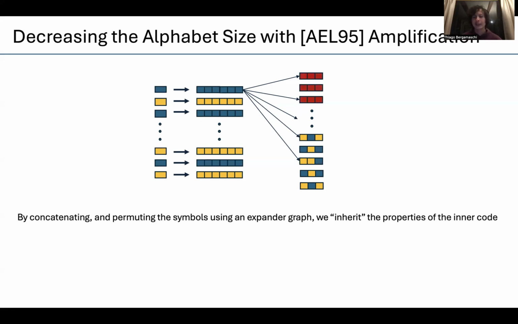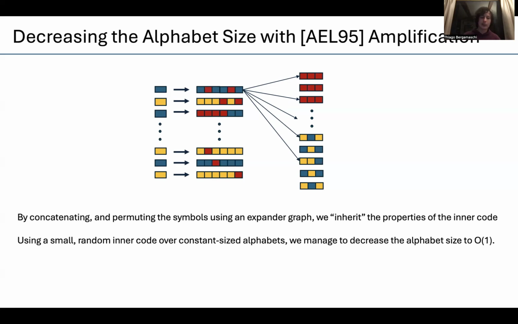And the intuition is that even if we were to tamper with a certain fraction of the symbols in the resulting code, after we invert the permutation, all these errors are distributed, roughly balanced between the inner codes, such that on average, most of these errors are decodable. And if we were to do this using a small random inner code over constant size alphabets and a good expander, we're able to decrease the resulting alphabet size to constant while preserving the decodability property.